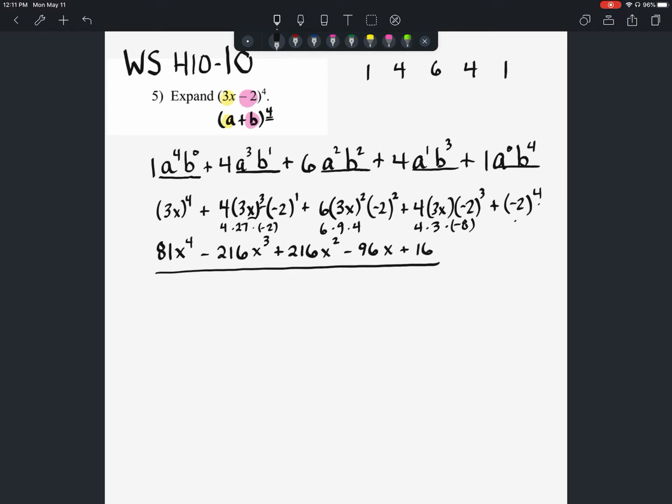And this ends up being our expansion. 81x to the 4th minus 216x to the 3rd plus 216x squared minus 96x plus 16.